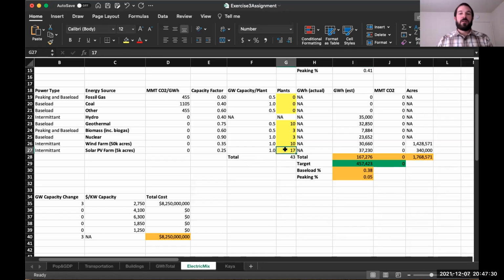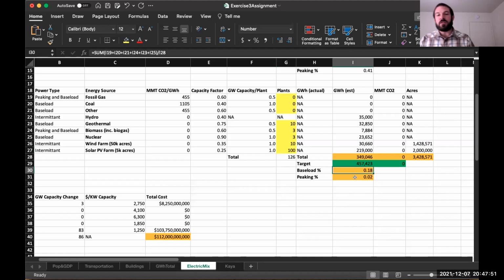So for example, if I say I'm going to have 100 of those, and oh, looks like I can't build any more wind plants, because if I build another wind plant, I'm over. So now I just have to leave that at 10. What did that do? Solar PV. All right, 100 solar PV farms. Well, the problem here is that now my base load and my peaking are trash.